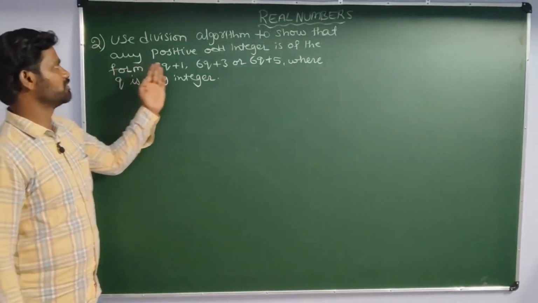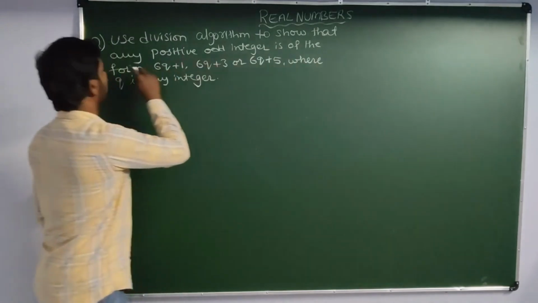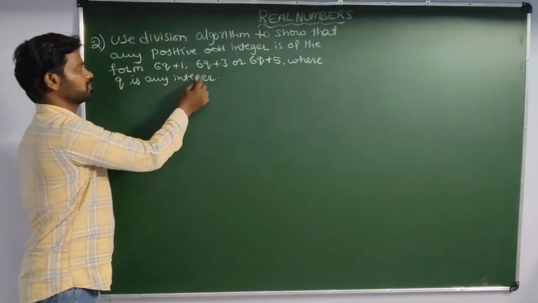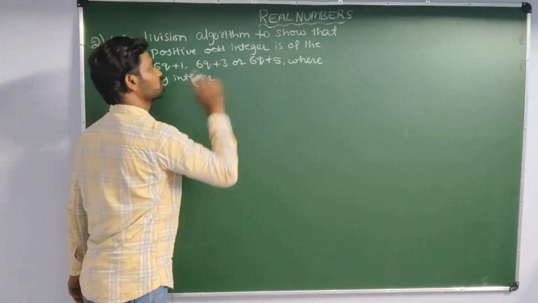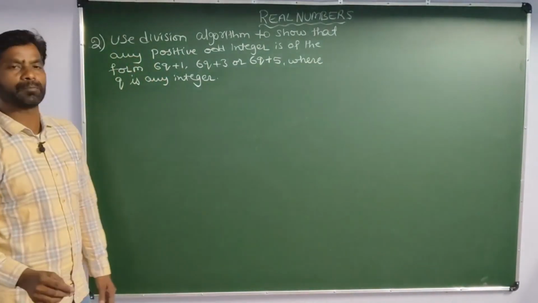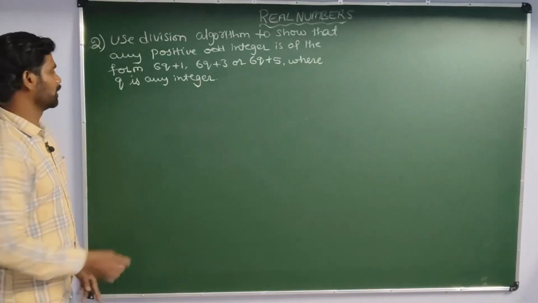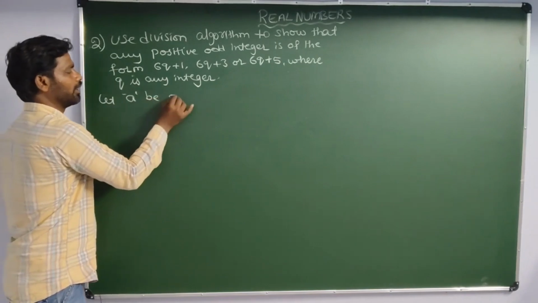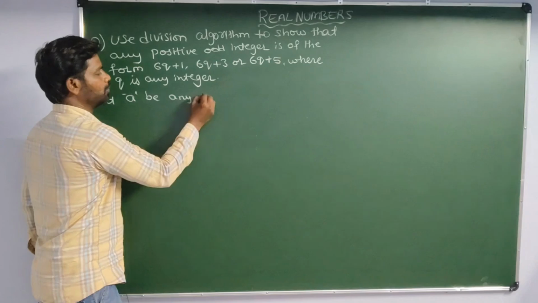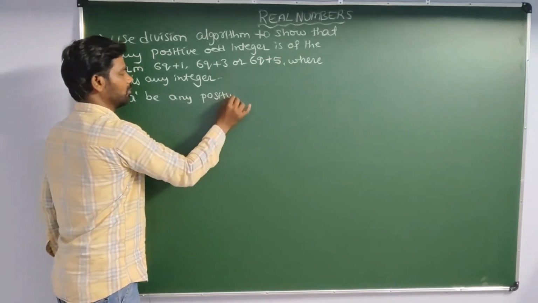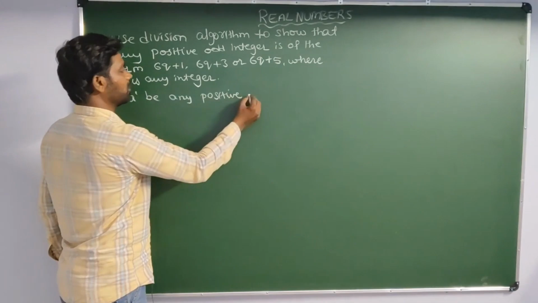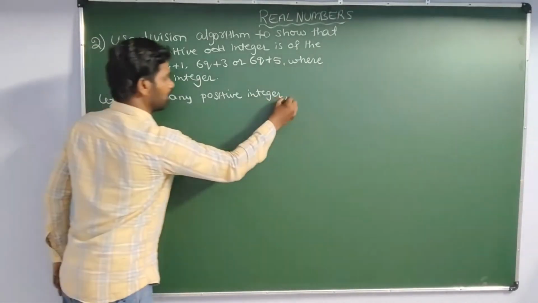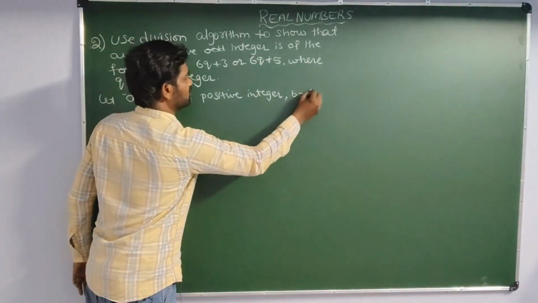Students, next question. Use division algorithm to show that any positive odd integer is of the form 6q plus 1 or 6q plus 3 or 6q plus 5, where q is any integer. Let a be any positive integer and b, given b is equal to 6.